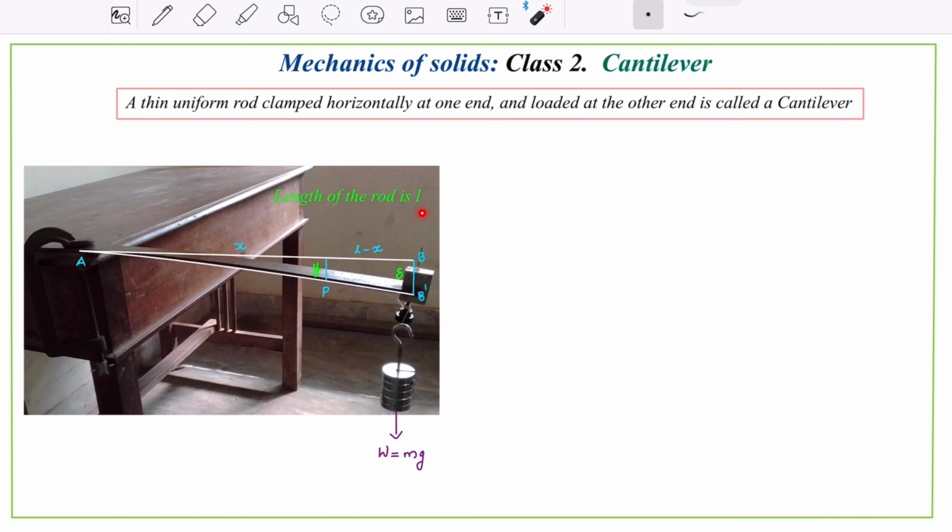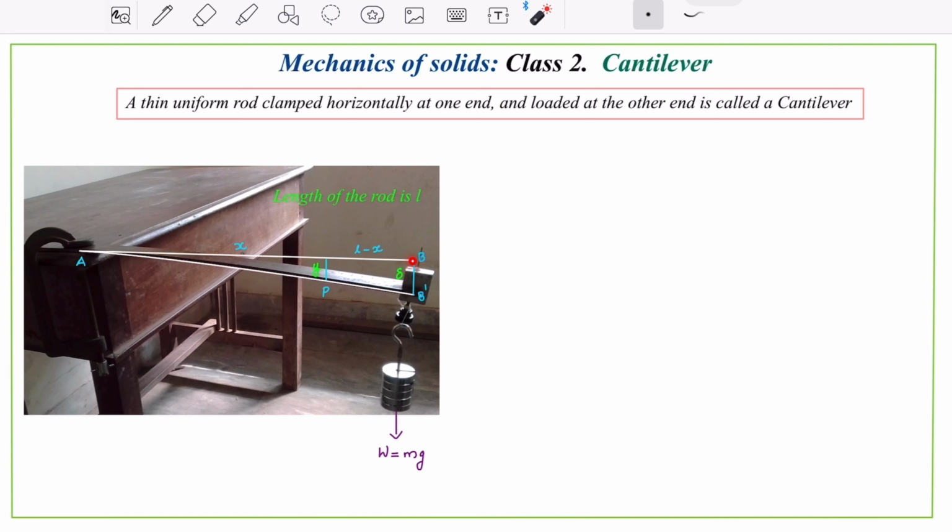Let the length of the rod be L. That is, the length of the rod means from the fixed end, that is from the clamped end, to the loaded end. The distance from the clamped end to the loaded end is L. Here the beam is fixed at one end and loaded at the other end. And because of the weight W equal to mg, it undergoes bending.